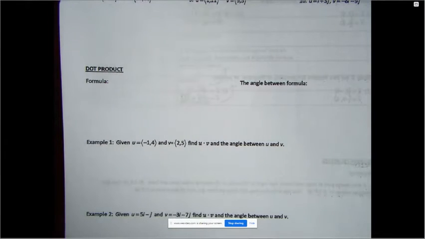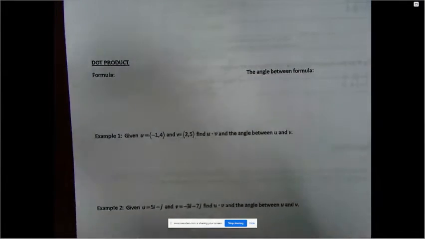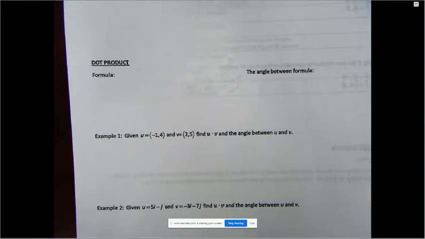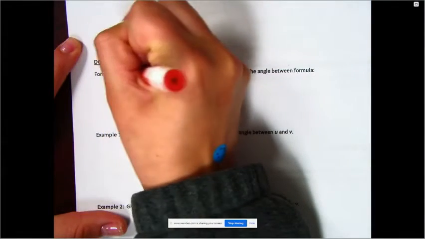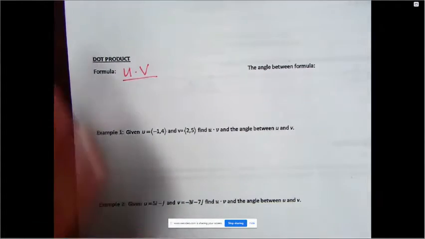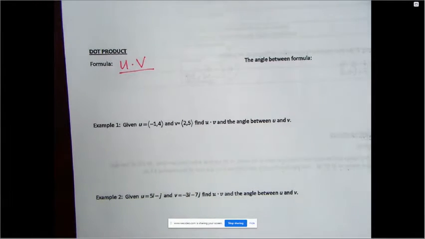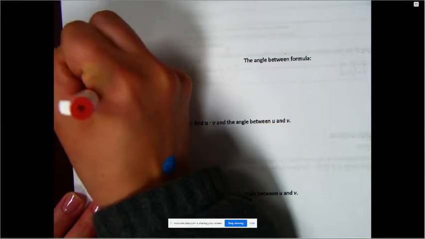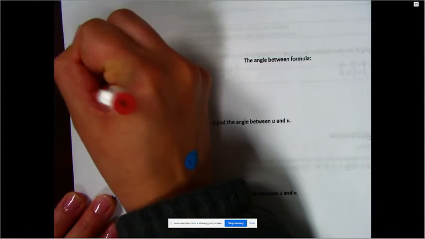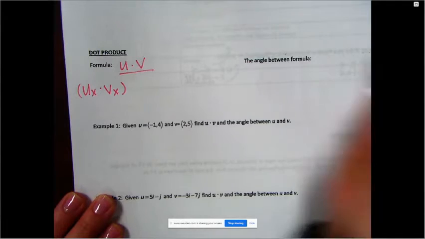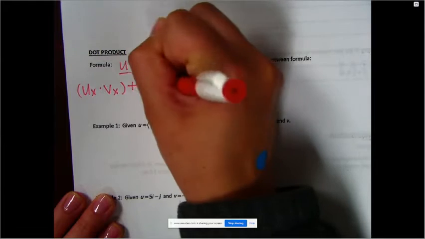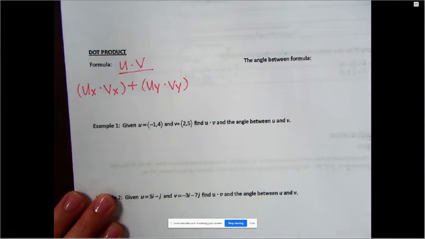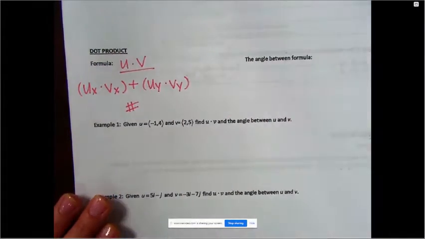We're going to do the final part that we have for vectors, starting with dot product. Your dot product is basically multiplying your vectors. So say you have vector u times vector v. The way that we are going to do dot product, you take the x value of u, multiply it to the x value of v, and then you add the y value of u times the y value of v. This will give you some number answer.